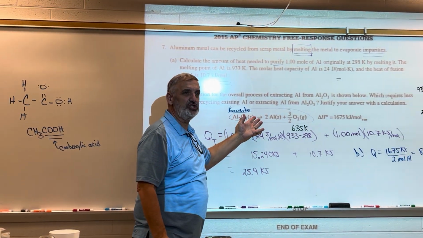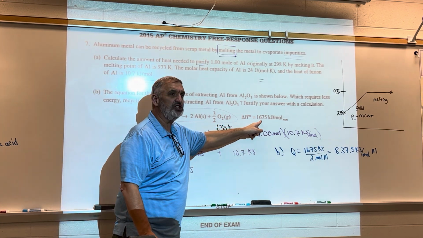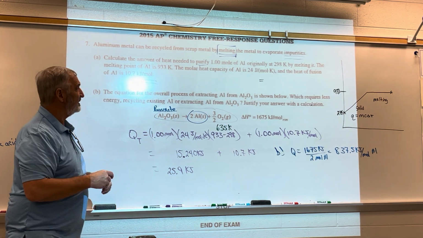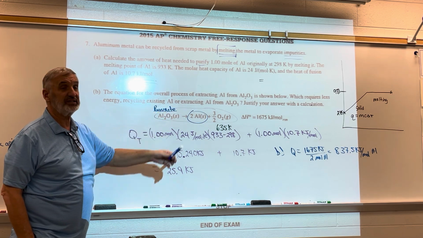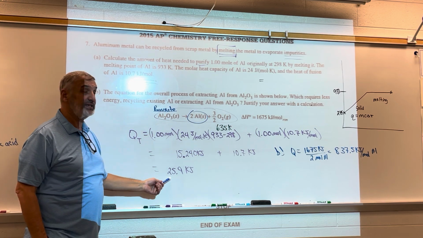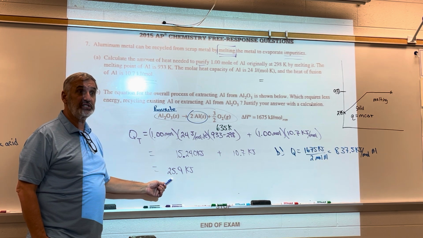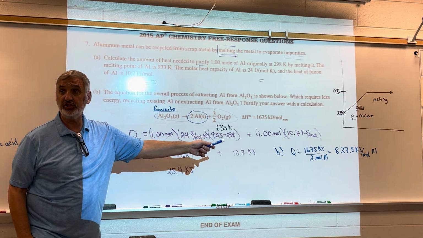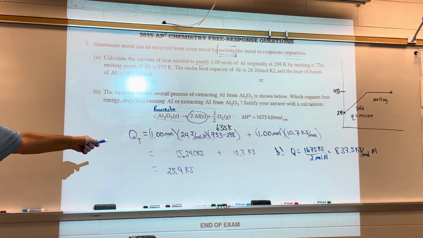They purify it through this reaction, and they're not even saying how they do that. But you can get pure aluminum from this reaction. It takes this much energy total to get this aluminum from that. Which requires less energy, recycling or extracting? Obviously, recycling, and not just a little bit. 25 kilojoules to melt it and purify what's already made, versus 837 kilojoules to get it from scratch. That's why we want to recycle aluminum cans.